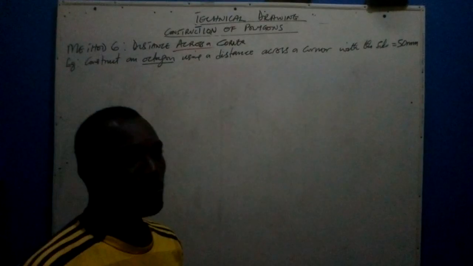We normally use it for the even polygons like quadrilateral, hexagon, octagon, decagon, dodecagon, and the rest, which are the 4, 6, 8, 10, 12, 14, 16 sided polygons. And the odd polygons are the 3, 5, 7, 9, 11, 13 sided polygons. You cannot use it because it will not give you the distance across the corner.